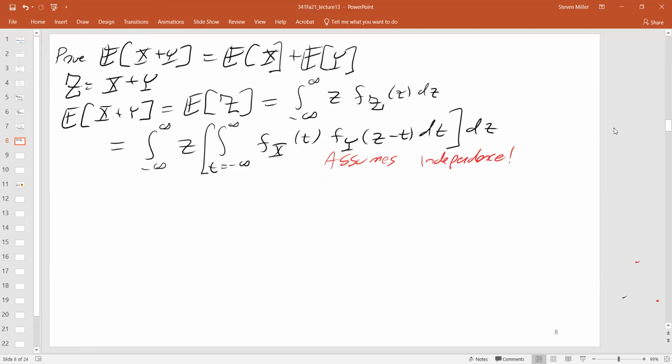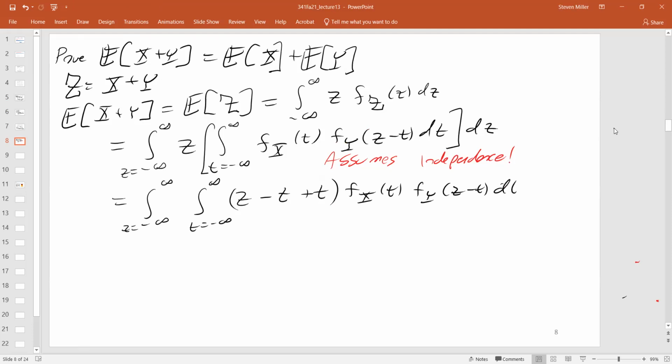So in that case, we can write this as the integral, z goes from minus infinity to infinity, t goes from minus infinity to infinity. I'm going to write this as z minus t plus t, fx of t fy of z minus t dt dz. So what did I just do? I added 0. I did nothing. So this is just adding 0.